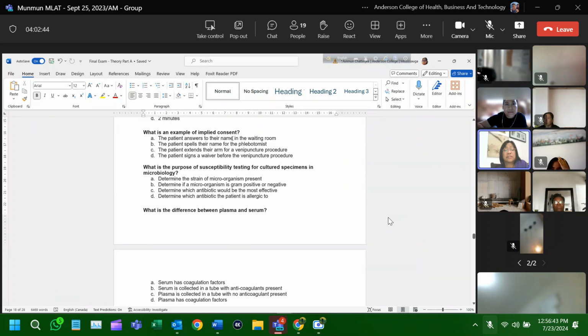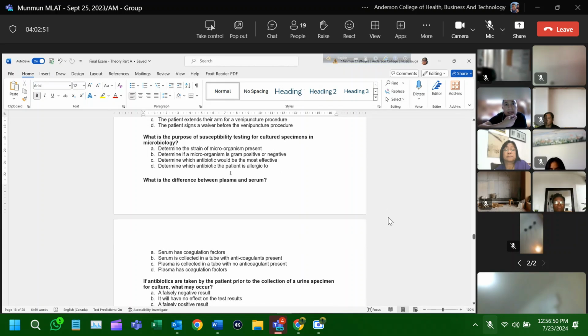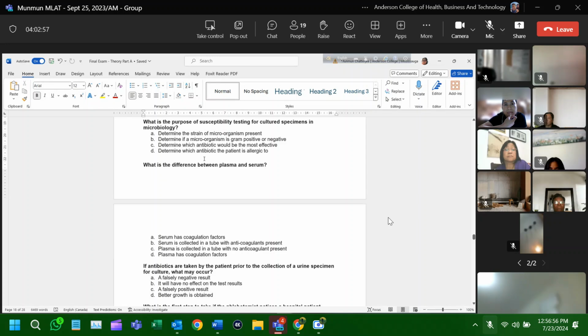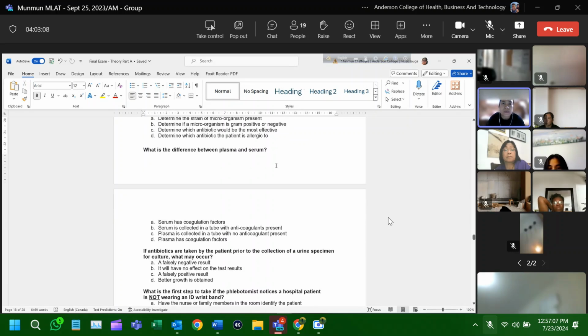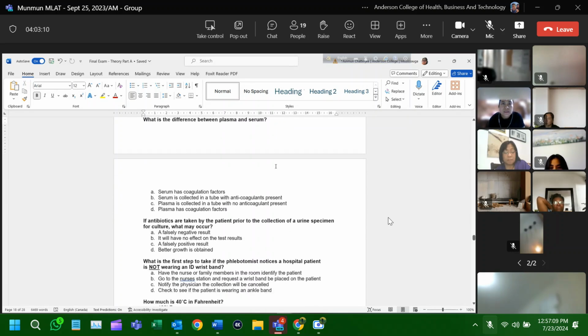What is an example of implied consent? The patient extends their arm. C, okay, that is the implied consent. Good. What is the purpose of susceptibility testing for cultured specimens in microbiology? The antibiotic that is most effective. Letter C. Good.